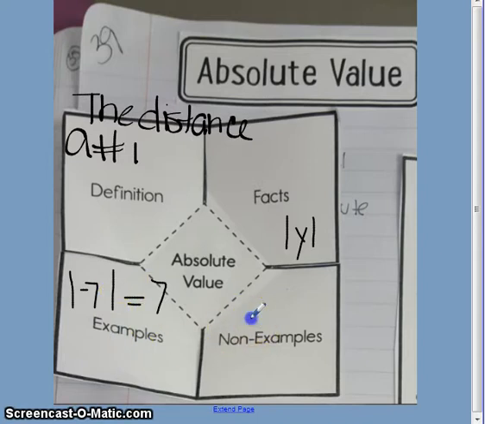A non-example could just be -1.5, -8, or a 2. -1.5 is not an example because you can't have fractions or decimals as integers, and it doesn't have the absolute value sign. -8 does not have the absolute value sign, and 2 does not have the absolute value sign. Remember, it uses the vertical bars to show absolute value.